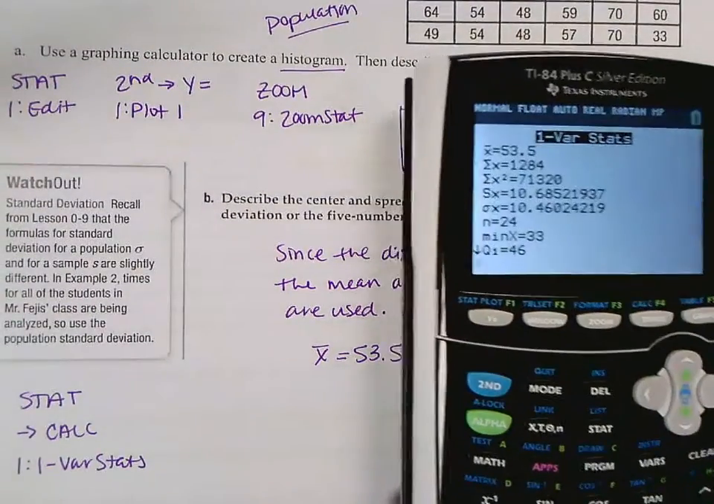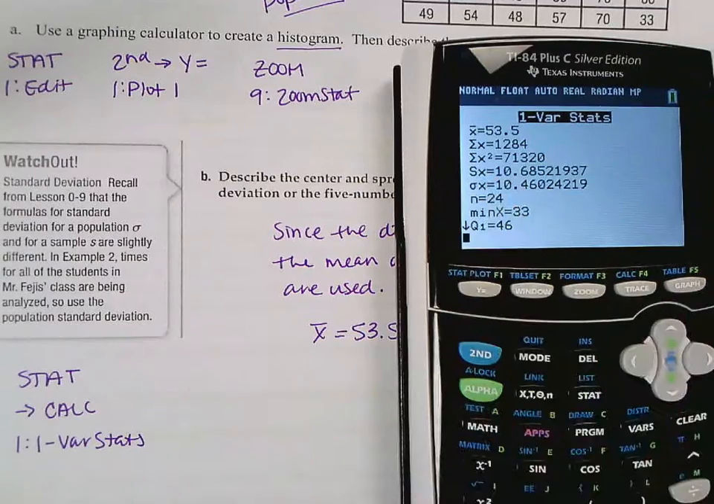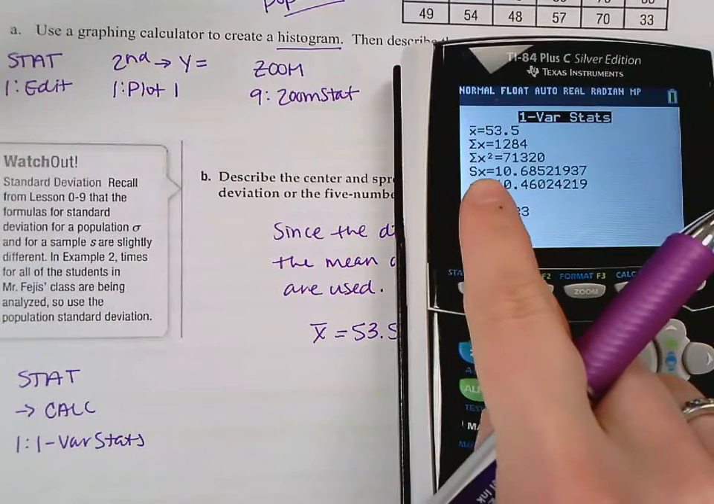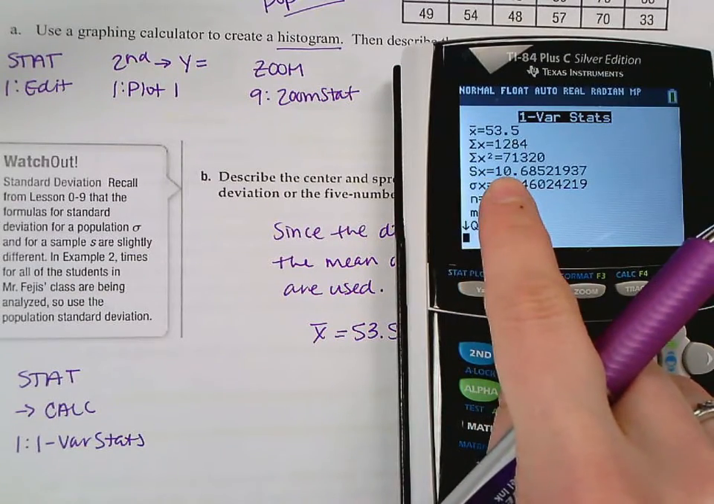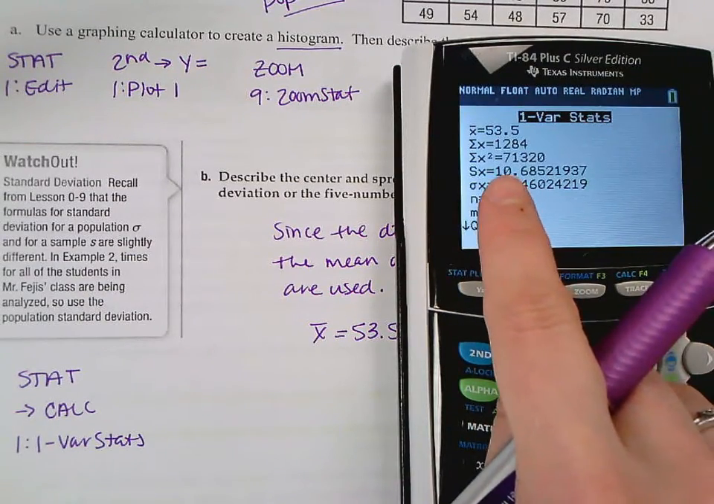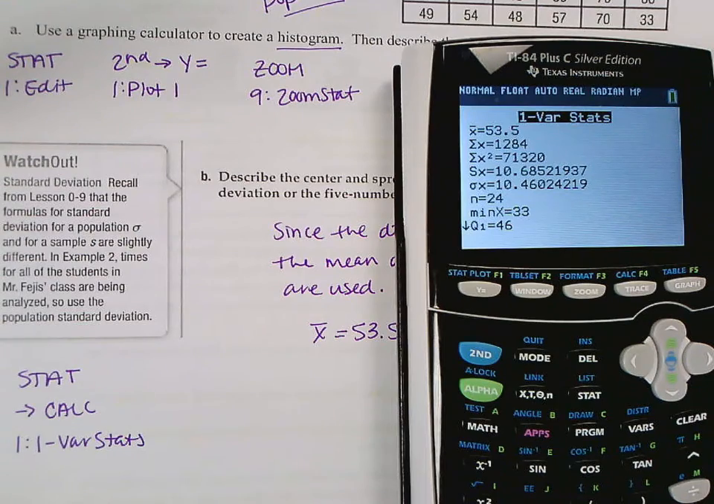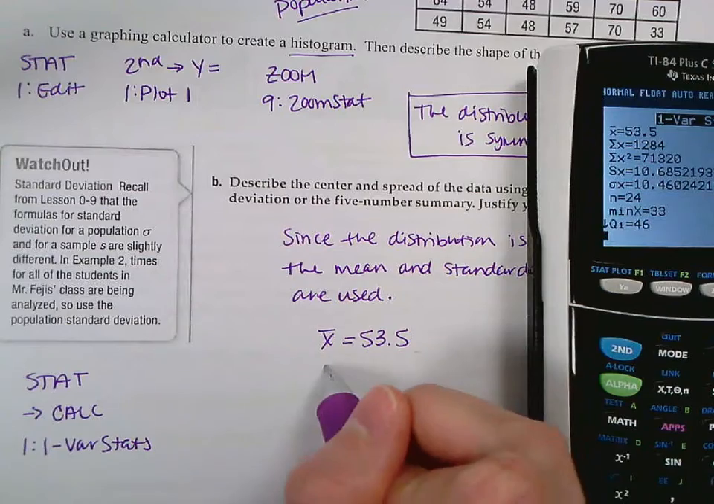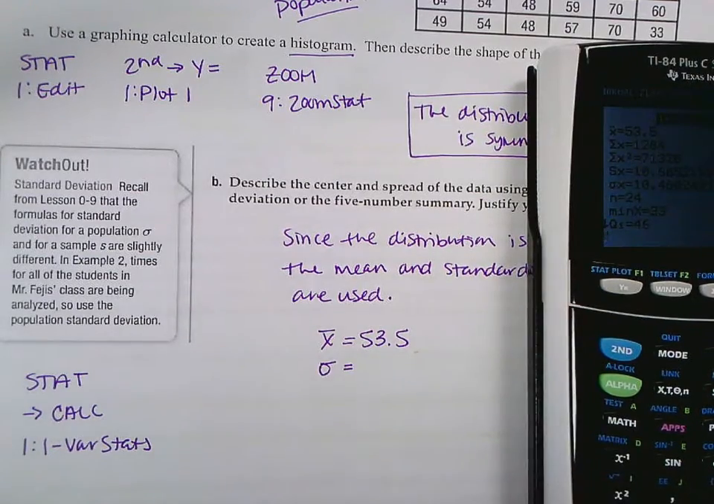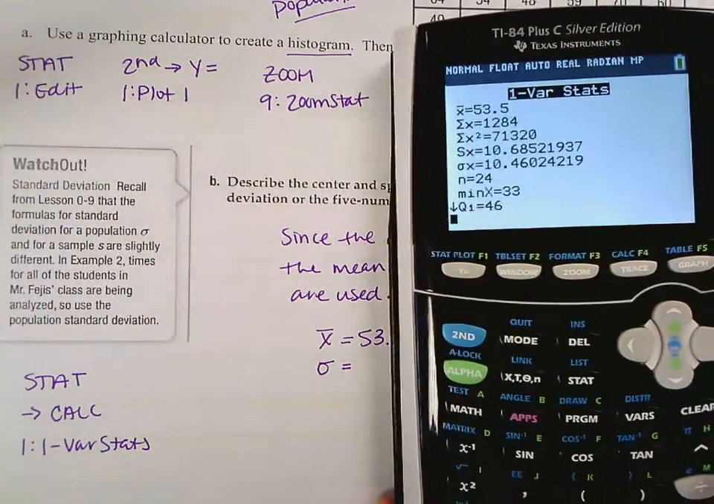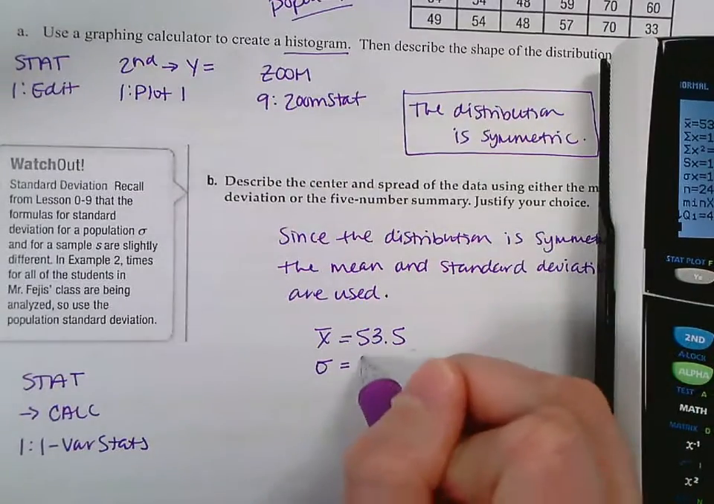So now, between S and sigma, which one is the population standard deviation? Somebody said it. The second one, yep, sigma, the one that looks like an O. S is if you have a sample. The sample standard deviation is always slightly higher because remember you're dividing by n minus 1, you're dividing by a smaller number. So our standard deviation is sigma, and that is about 10.5. I'll round it to 10.5.